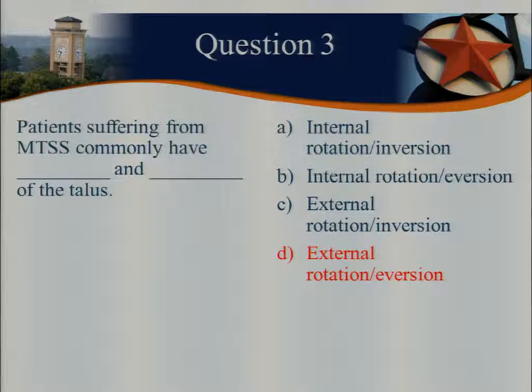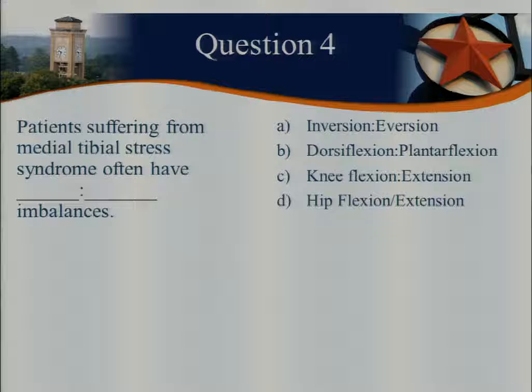If our inverters are weak and our evers are tight, we're going to be stuck with that talus in eversion to begin with. And then same thing with external and internal rotation of the foot. That imbalance is overcoming one another, and we're being stuck with that talus out of place and out of position.